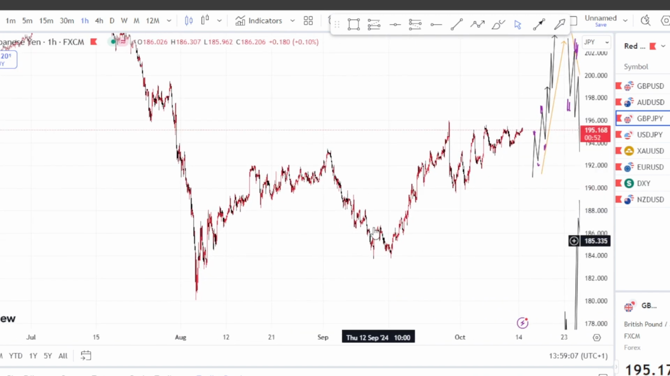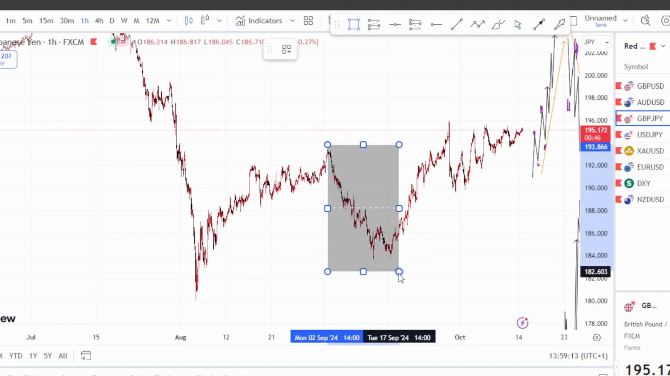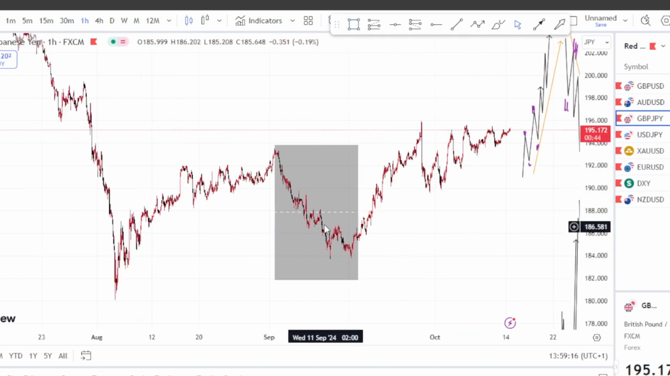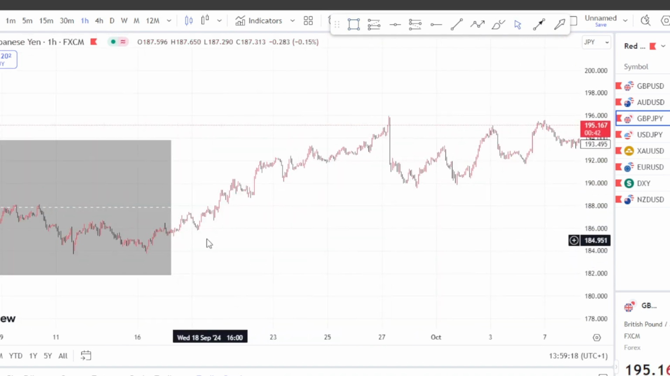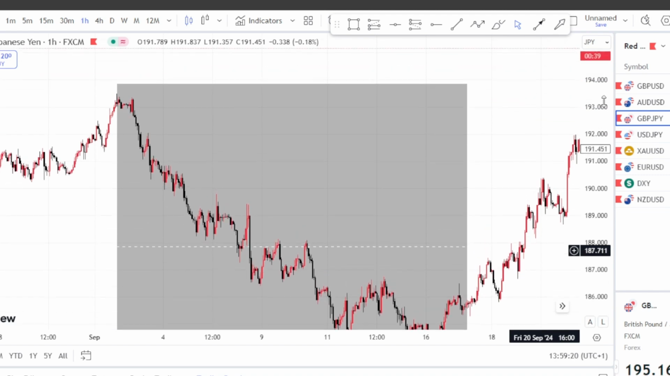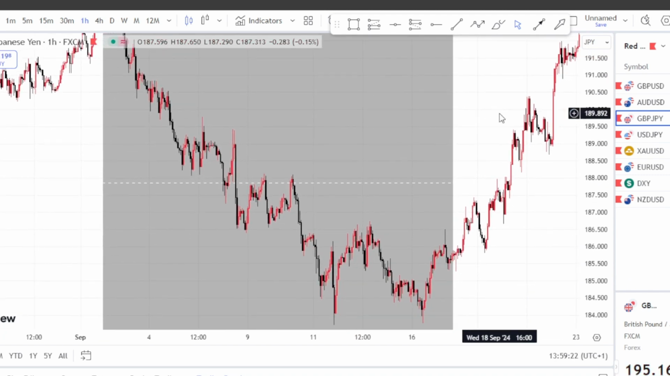So let's take this particular zone, for example. All right, let me zoom in. Okay, so we were saying that if market is bearish, we will be having a sort of a lower high, a lower low.